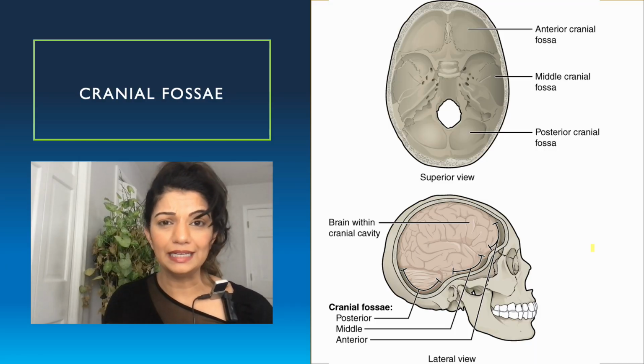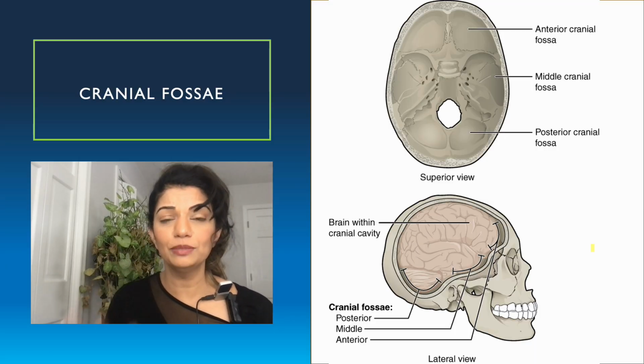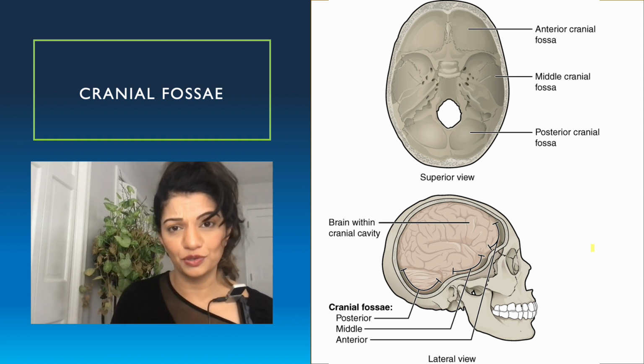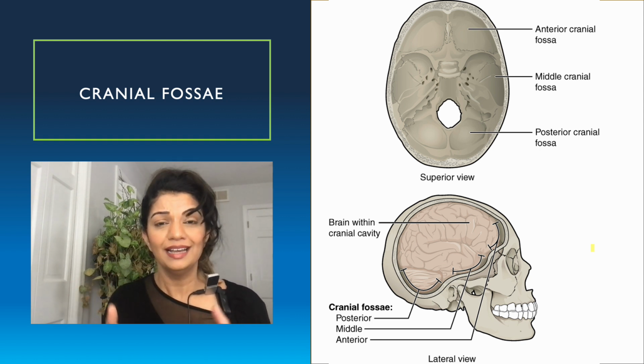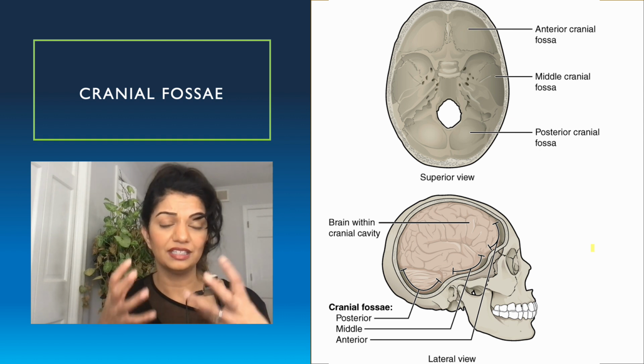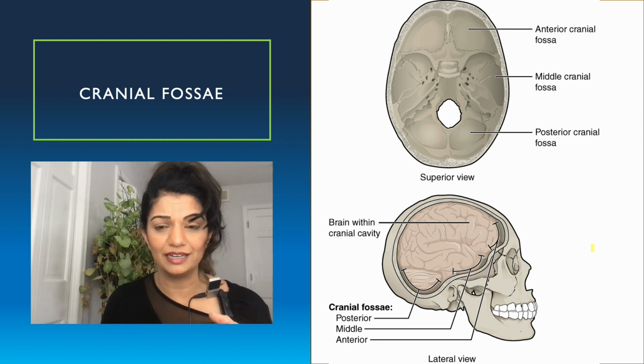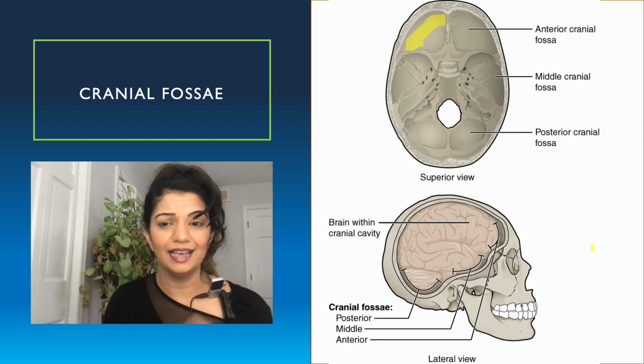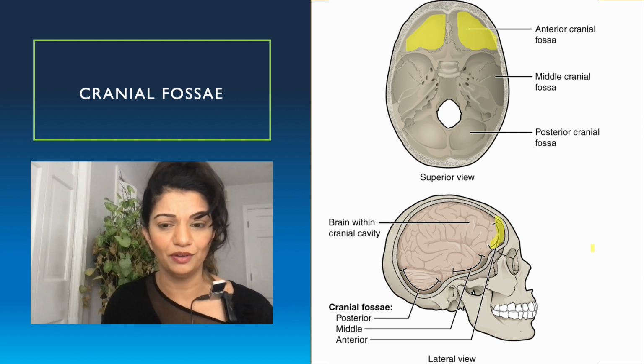Let's have a quick peek at the cranial fossa. This one's super easy because there's only 3, and basically fossa means ditch or trench, right? So it's going to be a depression, and it's an area which houses specific parts of your brain. So the first one is the anterior cranial fossa, which is going to be in yellow, and you can see it in a superior view but also in a lateral view on the bottom.